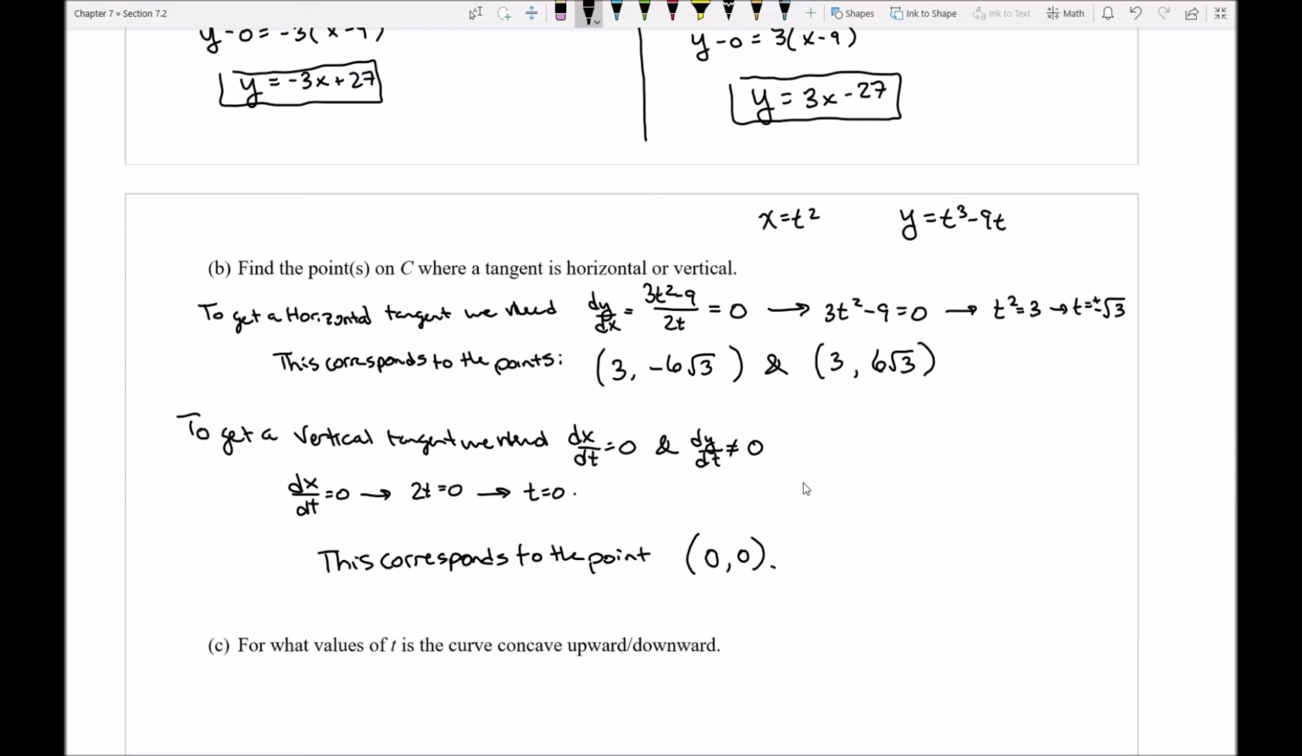So this is how I can use this idea of the derivative to help find these horizontal and vertical tangents. In the next video, we'll take a look at part C and try to understand how we can actually determine the concavity of a curve like this.